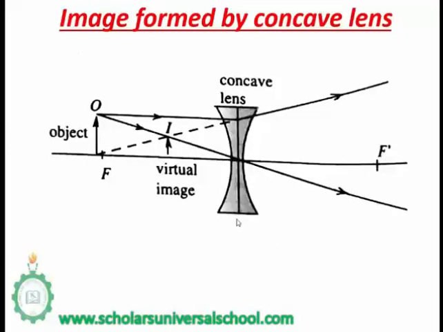So this is the only type of image that can be formed by a diverging lens. Remember when I talked about the diverging mirror, the same thing happened. You only have one type of image formed by a diverging mirror. So the same thing is applicable for a lens. You only have one type of image formed by the diverging lens, which is this.